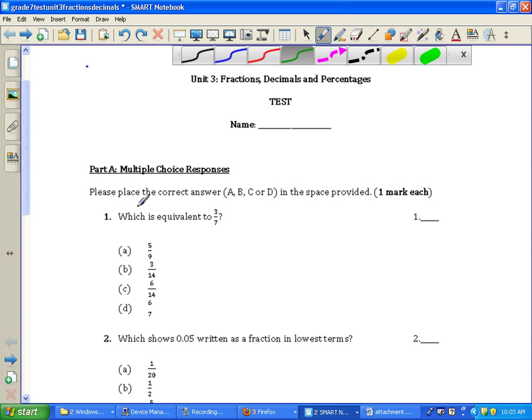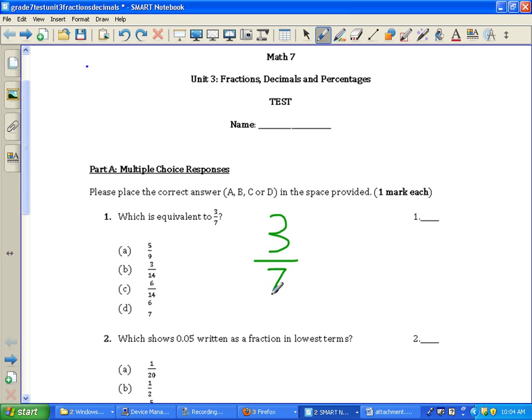It says, which is equivalent to 3 over 7. So here is the fraction 3 over 7, and we're to say which one of these are equivalent, or mean the same. The easiest way to write an equivalent fraction is to look at the bottom and say, how can I make this 7 become the bottom of this one, or the bottom of that one, or the bottom of this one? Well, can you make 7 become 14? What do we have to times it by? Multiply it by 2, so you do the same thing to the top.